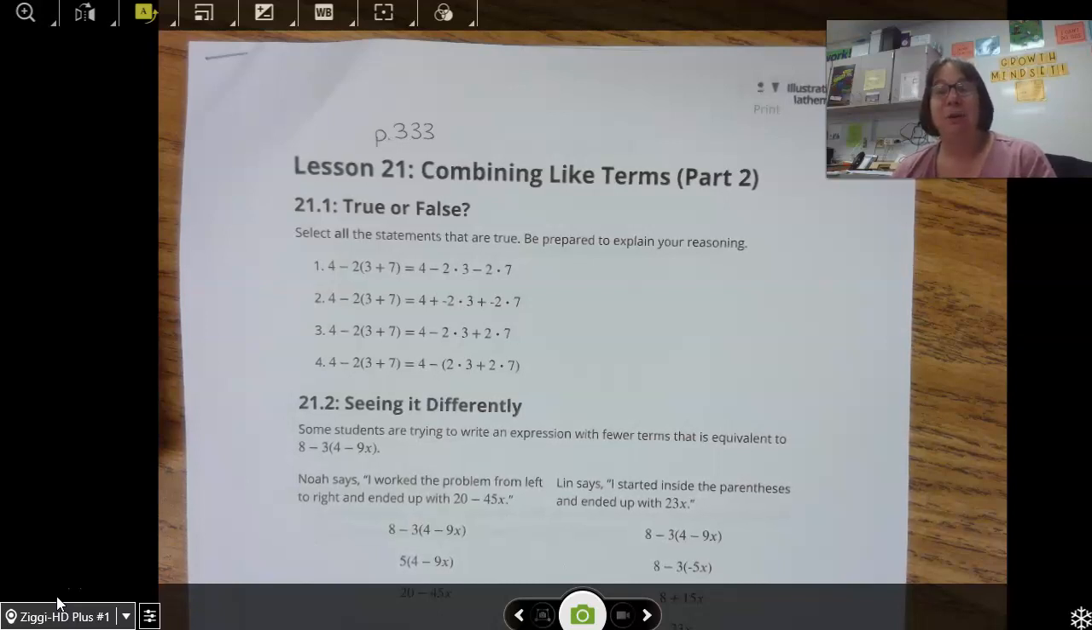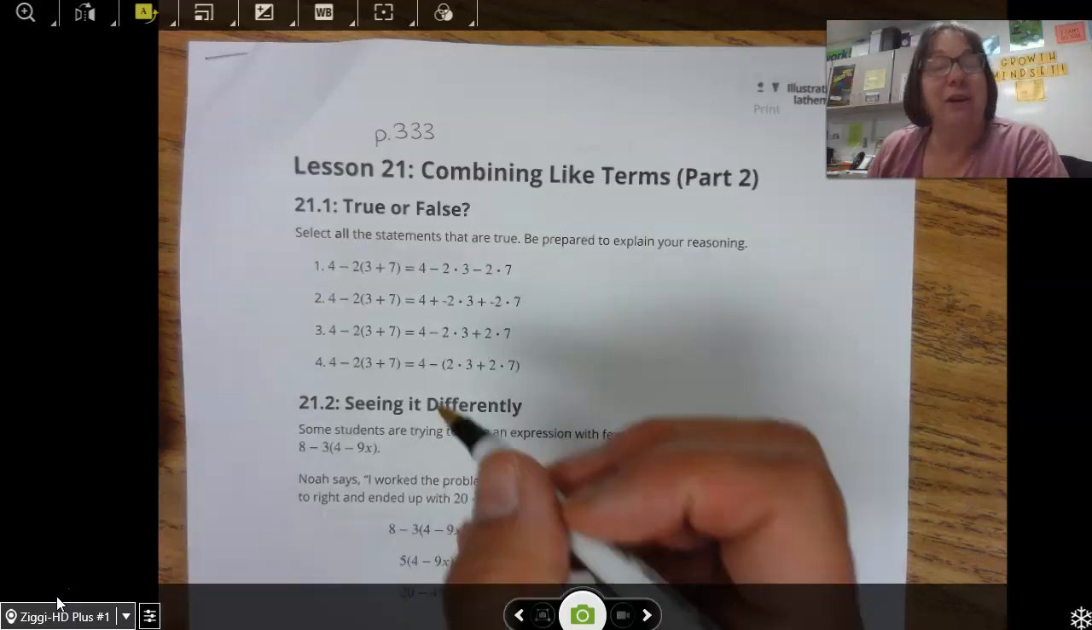We are still continuing with combining like terms, and this first warm-up is selecting all the statements that are true. So I would like you to go ahead and decide which ones are true by working them out and entering your answer to the side and then coming back.